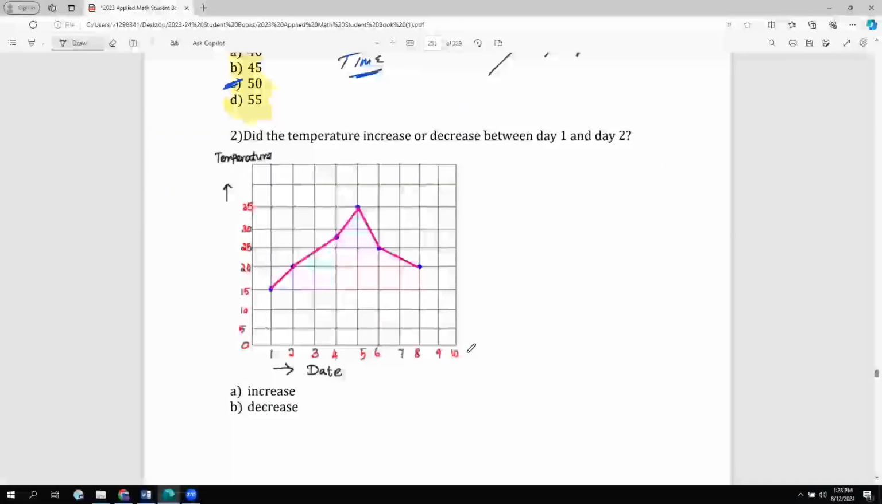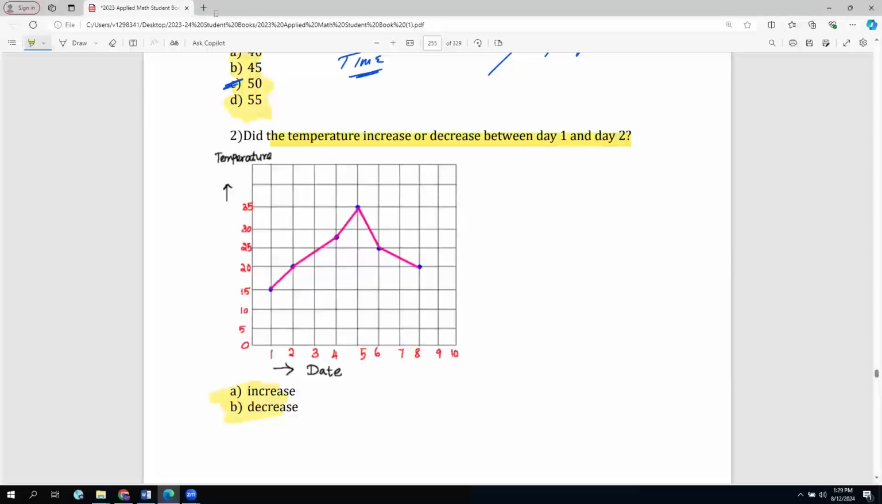All right, here's another graph. And this is a good graph because it gives us an opportunity to discuss something else. Now, let's go ahead and answer the question before we do anything. Here's your question. Did the temperature increase or decrease between day 1 and 2? Go ahead and answer this question. Come up with it's either A or B, and then we'll pause the video and we'll continue. All right, did you come up with an answer?